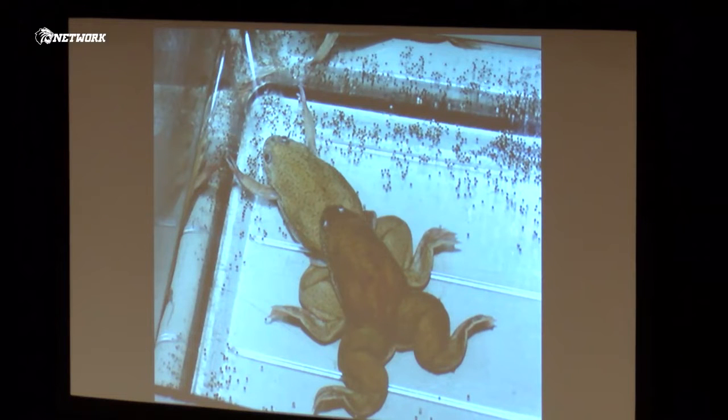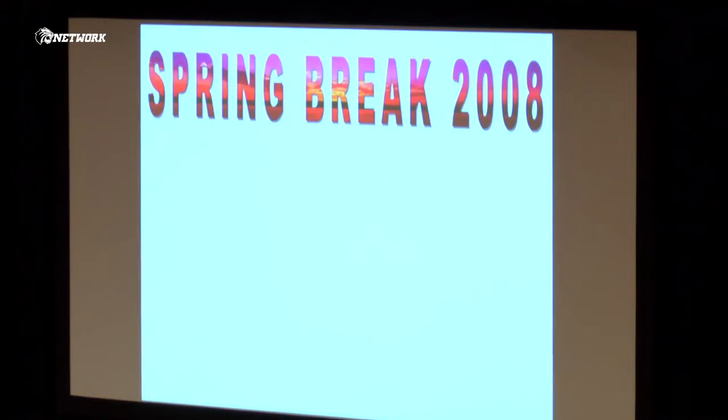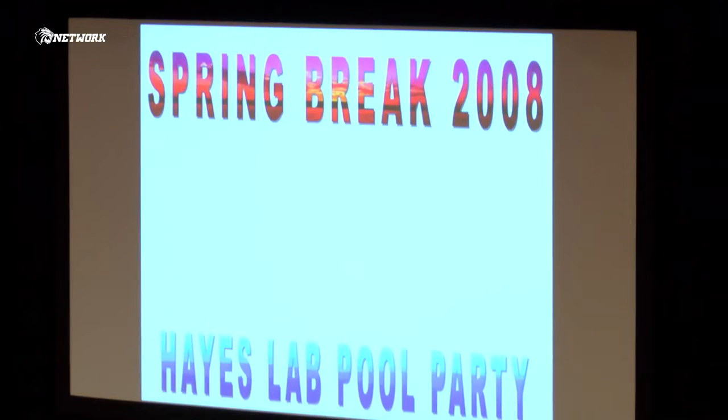The problem is these frogs breed in the spring, and as you may know, so do undergraduates. So I work with a lot of undergraduates. I gotta get them to stay around for spring break. They wanna go to some pool party thing. And so I devised a plan. I said, what if, and this was 2008, what if I have the pool party? You can stay here, have your spring break, and get a PNAS paper. How many of you guys would do that? Hayes Lab pool party, and you get a major publication, right? Okay, went something like this.